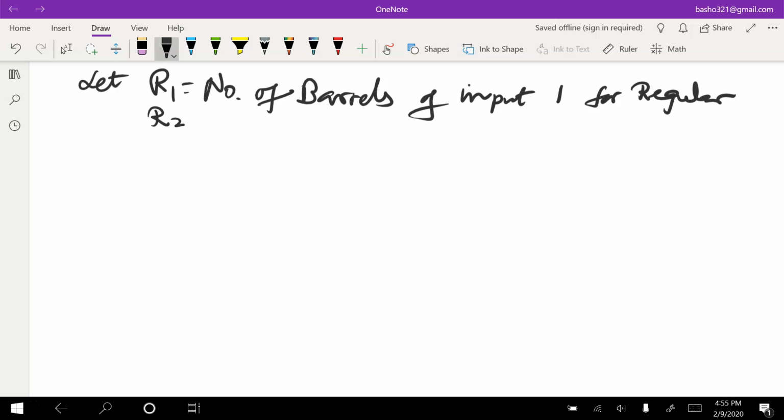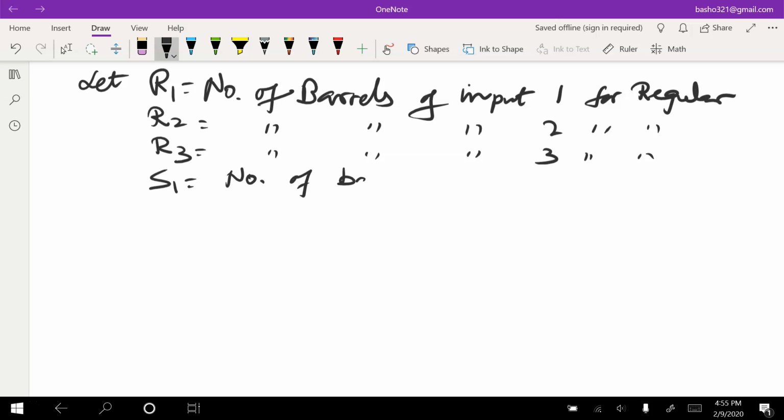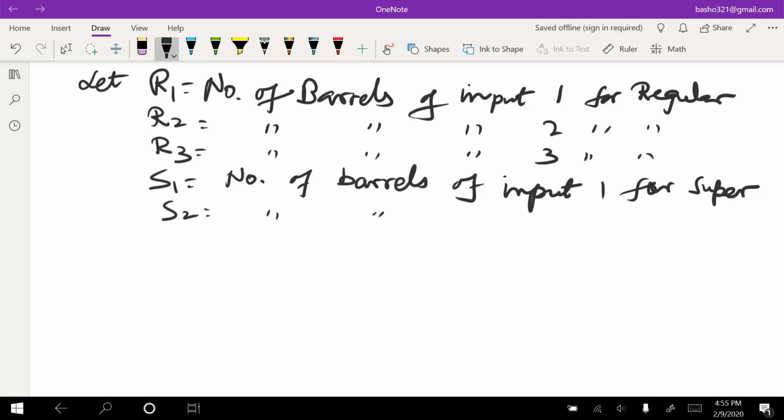Similarly, R2 is the number of barrels of ingredient 2 for regular fuel, R3 the number of barrels of ingredient 3 for regular, S1 the number of barrels of input 1 for super, S2 the number of barrels of input 2 for super fuel, and S3 the number of barrels of input 3 for super.